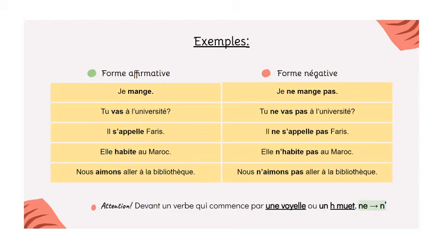Ne pas ni bermaksud don't lah. Senang nak ingat. So je ne lis pas les romans. I don't read novels. Je préfère les journaux. Je préfère les journaux bermaksud I prefer newspapers. Les journaux adalah newspapers.